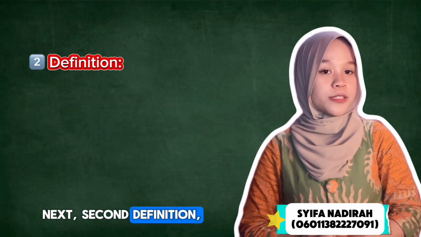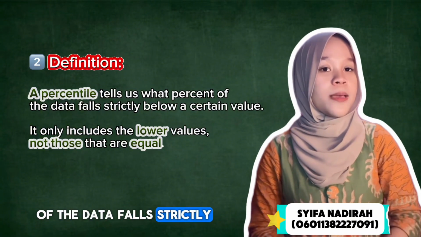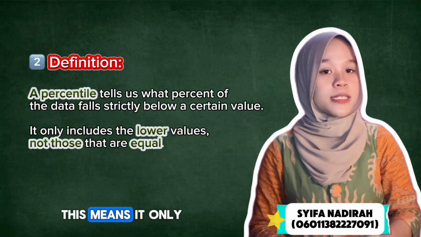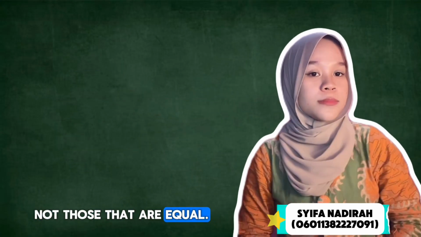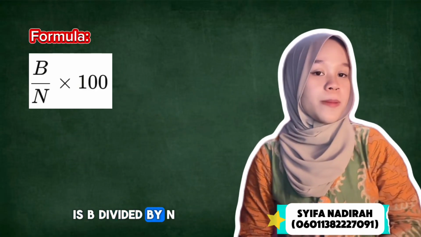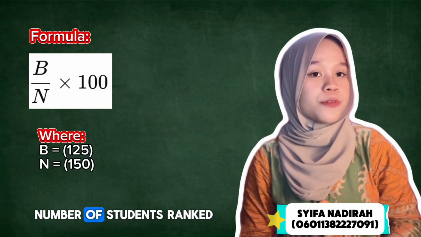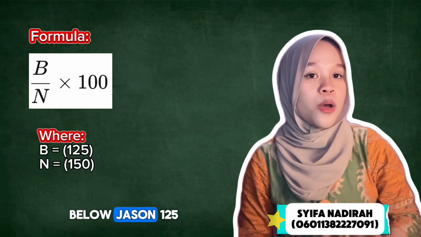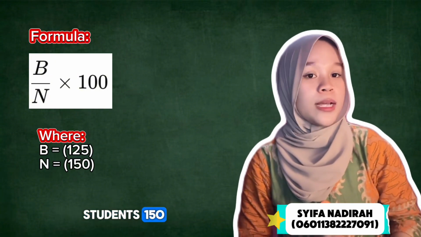Next, second definition. A percentile tells us what percent of the data falls strictly below a certain value. This means it only includes the lower values, not those that are equal. So the formula is B divided by N, then multiplied by 100, where B is the number of students ranked below Jason, 125, and N is the total number of students, 150.